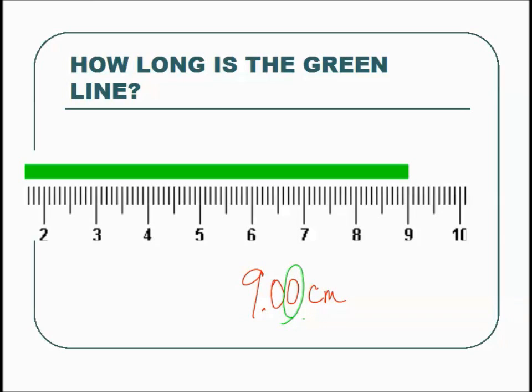That's the uncertain digit. And we're able to go down to the hundredths place because this ruler is divided into tenths, and we can estimate down to the hundredths. And that's the way that goes: whatever division the measuring instrument is divided into, you're able to estimate to the next place.